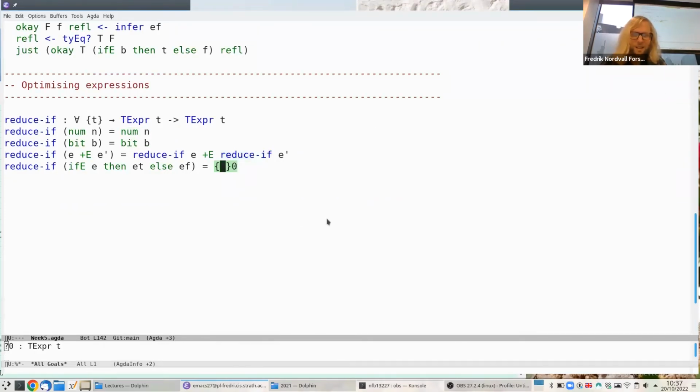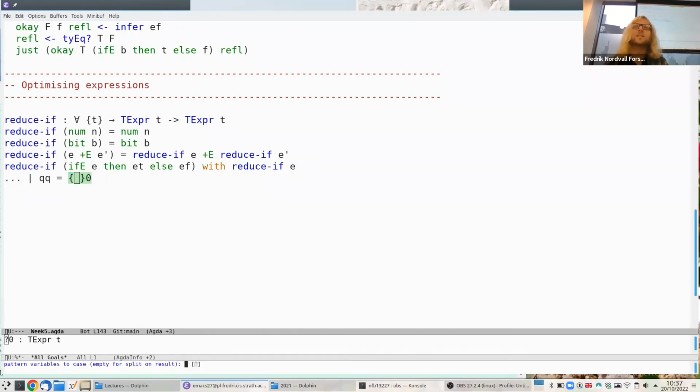And in the if case, well, here it's really tempting to look at the e and see if it's a bit, in which case we should reduce it, right? But that's a missed opportunity, because what if this e were to be a bit if only we did the same optimization to it first, right? So I'll try to reduce it. And then I can look if it's a bit or not.